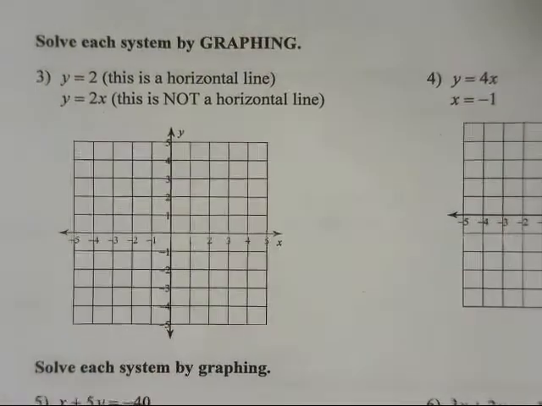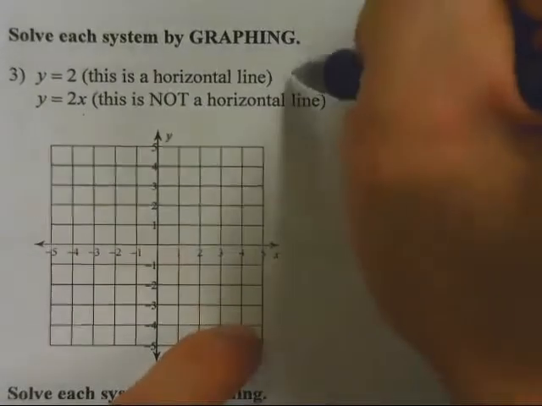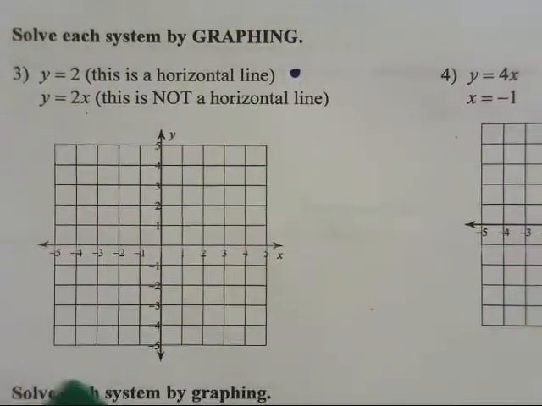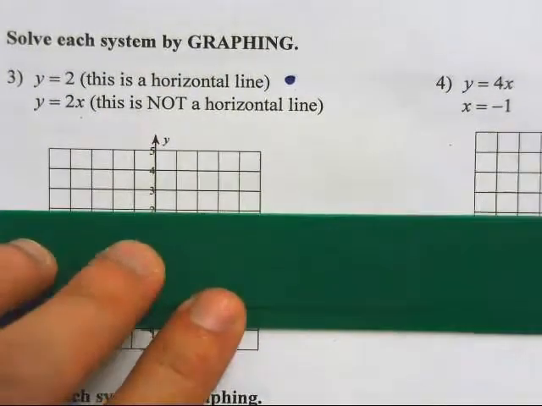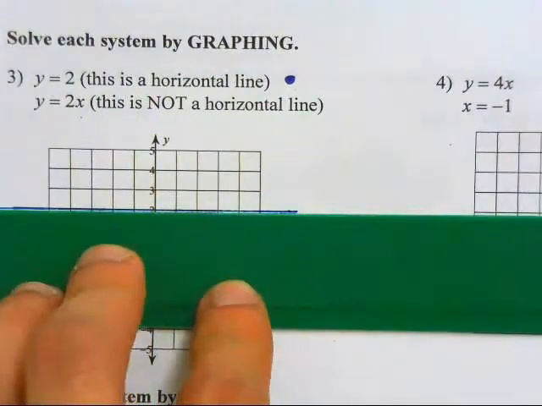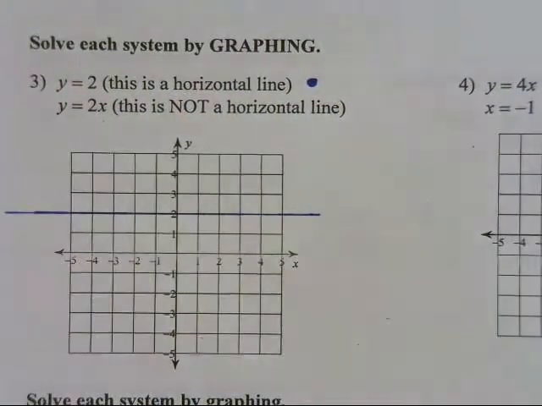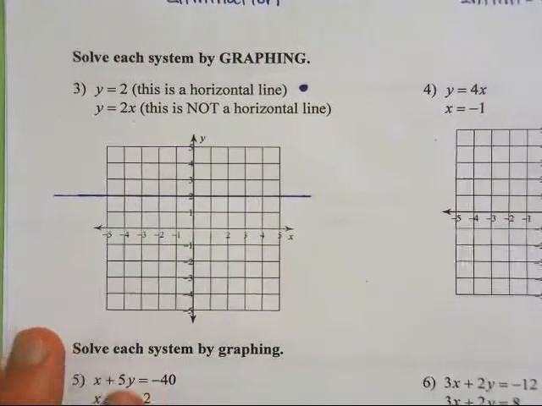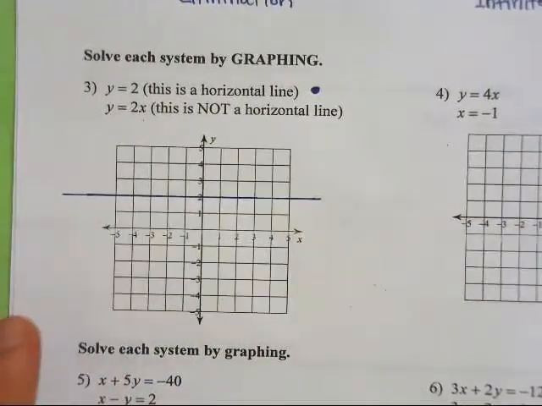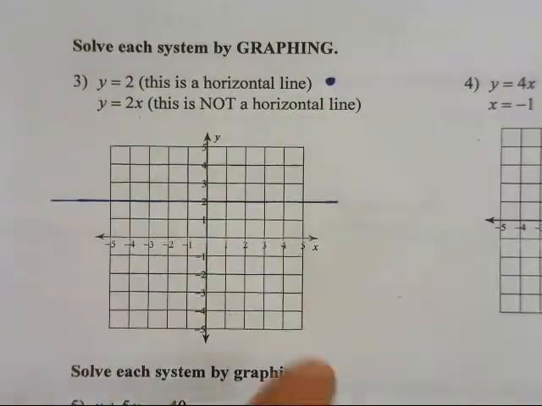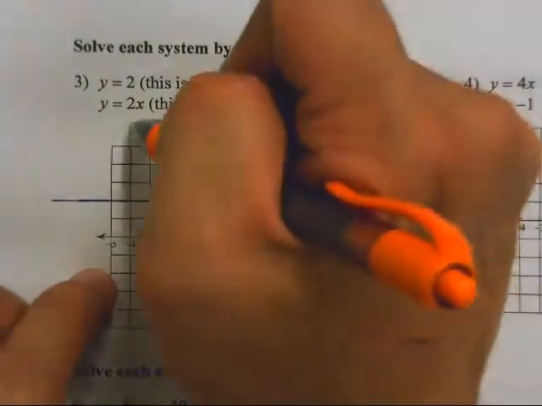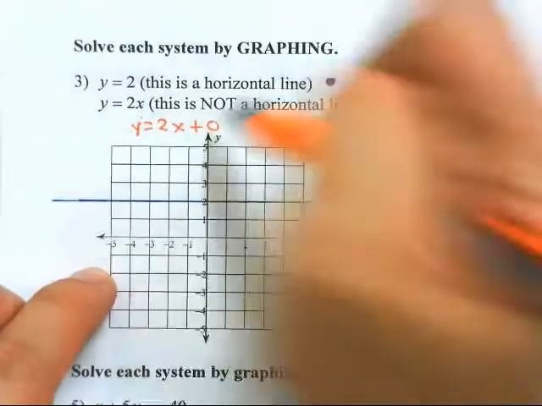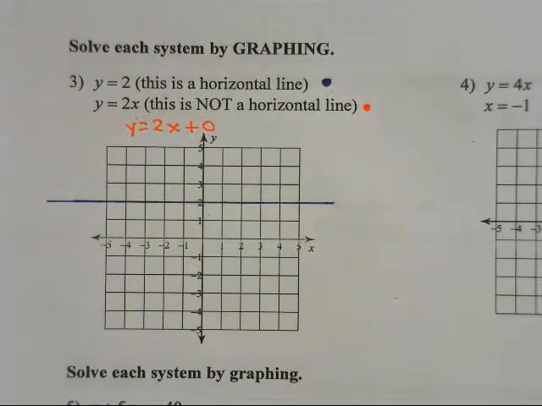Let's go ahead and start graphing these. The first one, I'll do in dark blue. This is a horizontal line. With your straight edge or ID or ruler, y equals 2, and that can be graphed like that. Now in orange yellow, y equals 2x. This is not a horizontal line. If we don't see a y-intercept, we can rewrite this as plus 0. So y equals 2x plus 0.